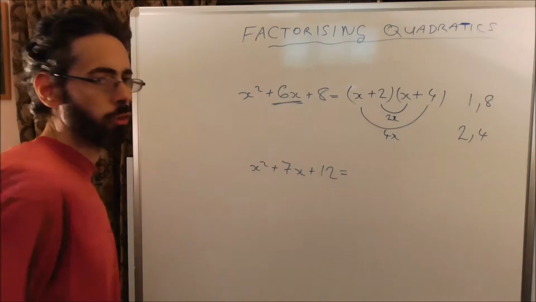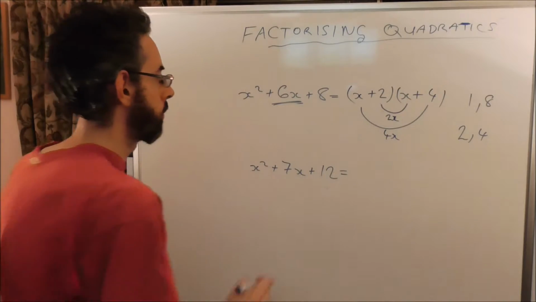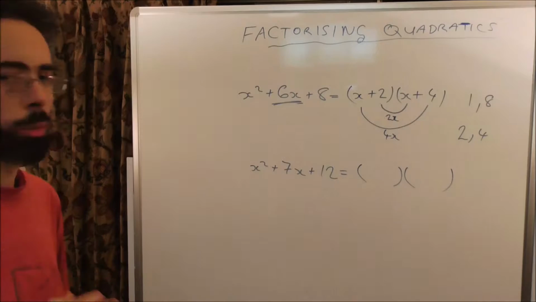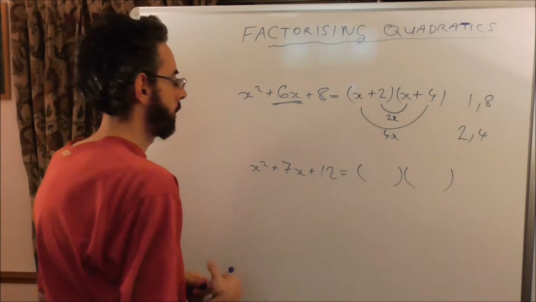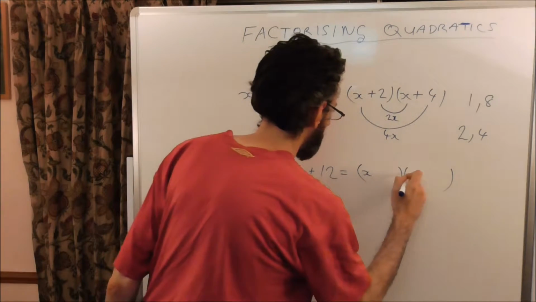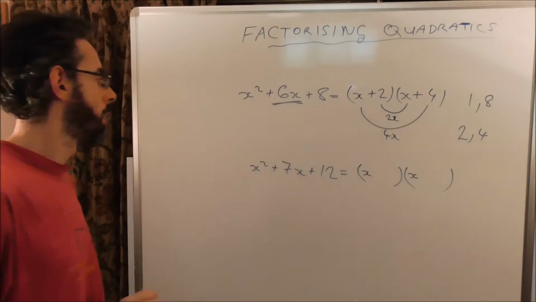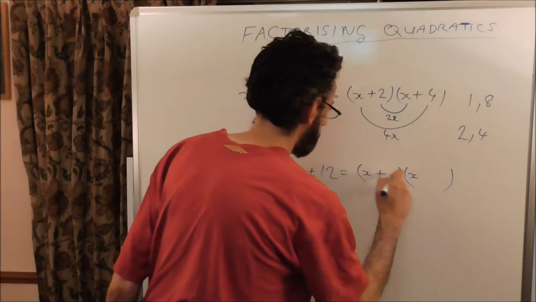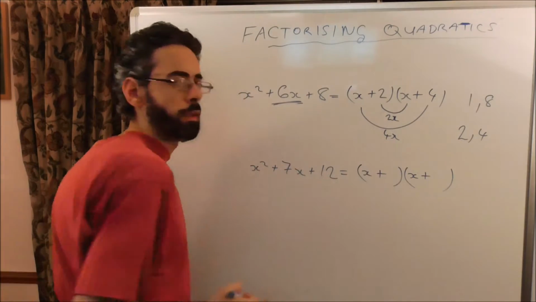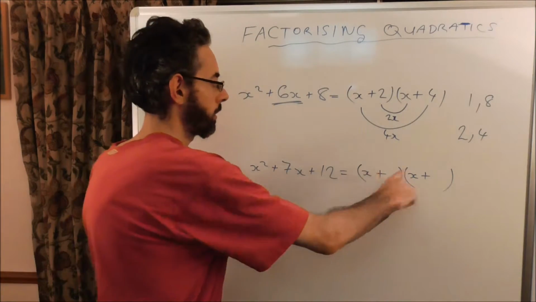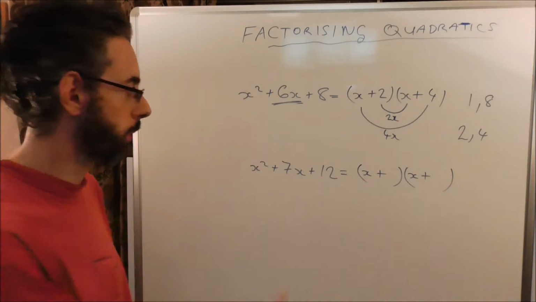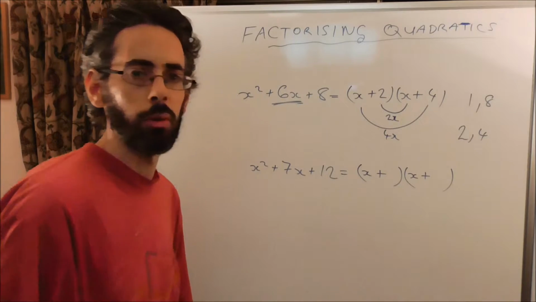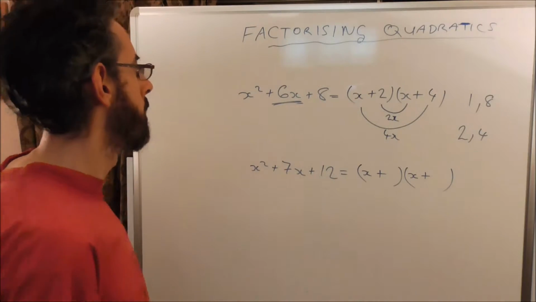So it's a 3-term quadratic. So if it factorises, it will factorise to a double bracket. What do we need at the start of each bracket to get x squared? Well, x times x is x squared. Everything's positive here, so it's going to be 2 positive numbers in the brackets. It can't be negative numbers. As soon as you have negative numbers in the brackets, if you were to expand the brackets, you would end up with negative terms. There are no negative terms here, so it's got to be two positive numbers.